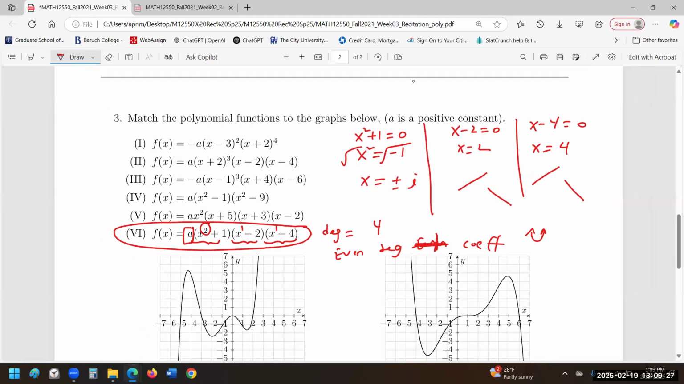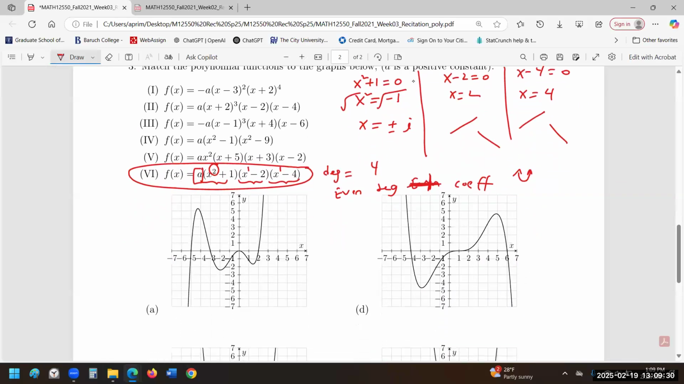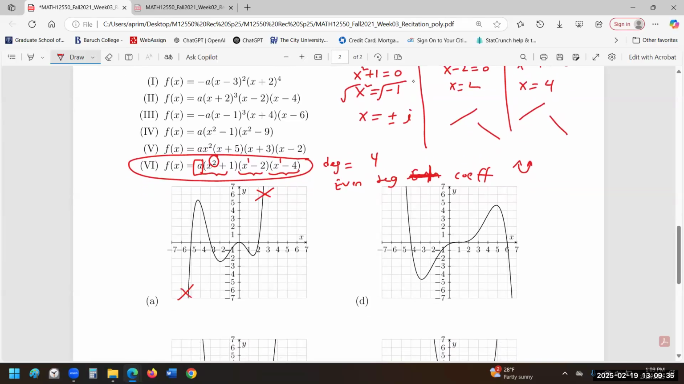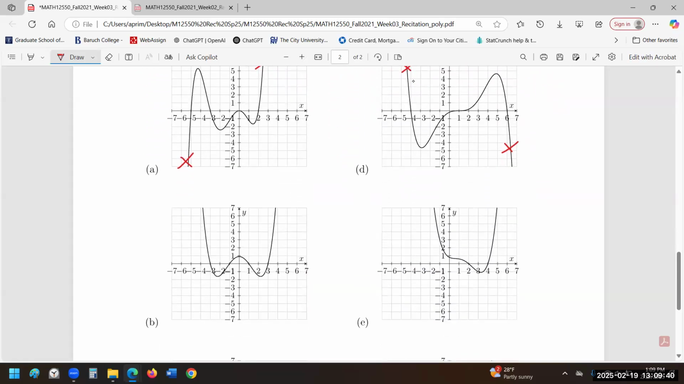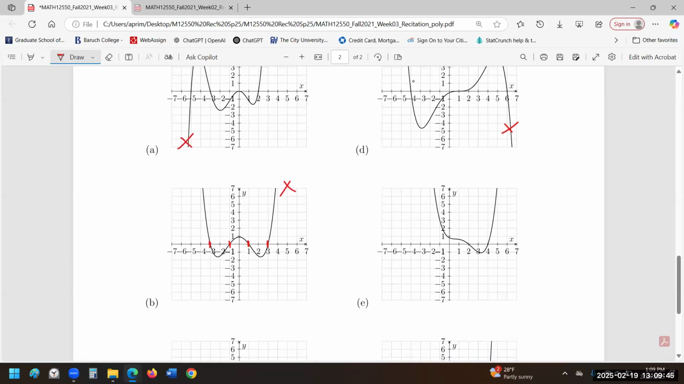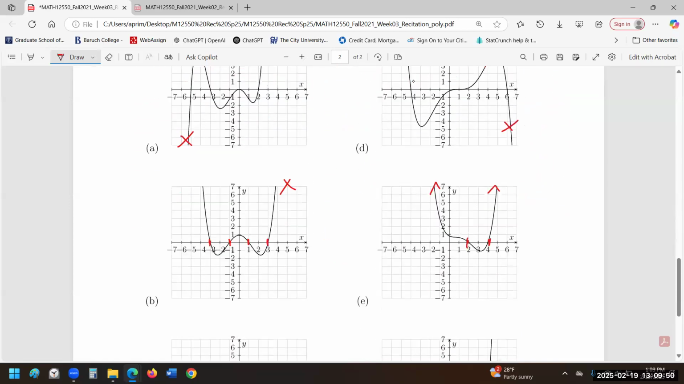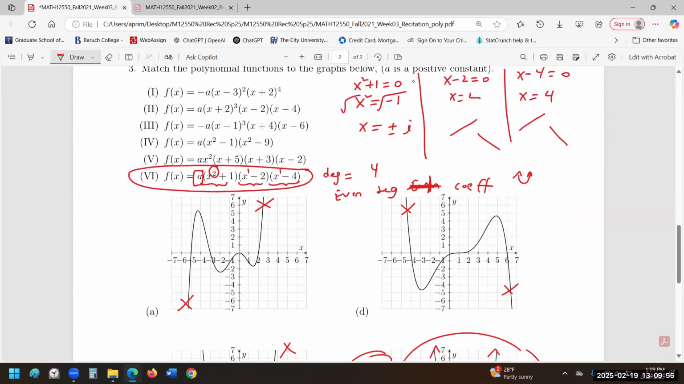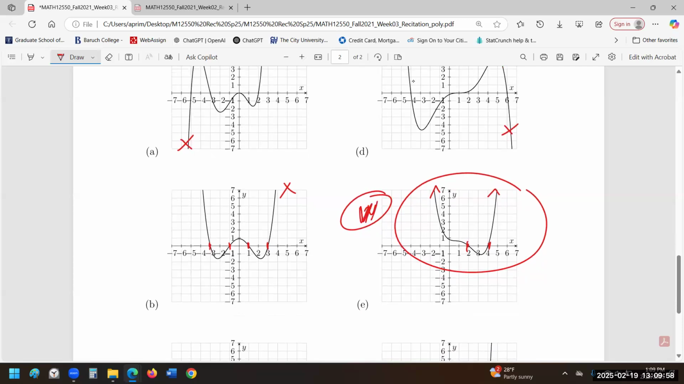So let's see which graph has 2 and 4 as x-intercepts, and both ends are going up. They are going one up, one down. So definitely not here. Here we have 3, 1, 1, 3. We have too many, not this one. Here we have 4 and 2 and going up. And we have 4 and 2 going up. So this is 4 or 6. 6, my bad. So this is the graph of this polynomial.